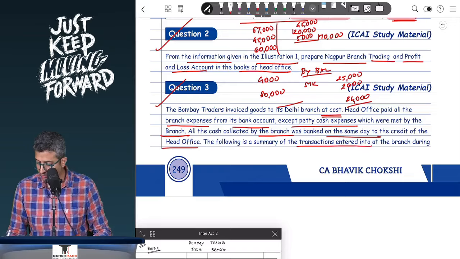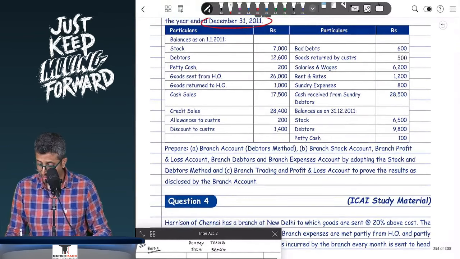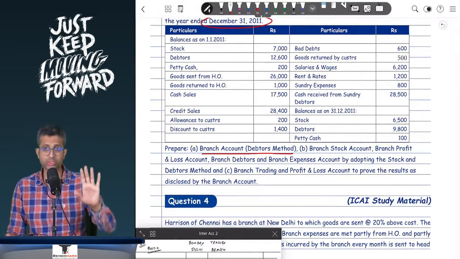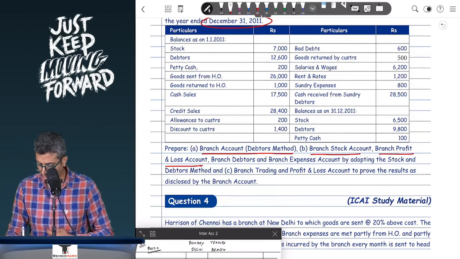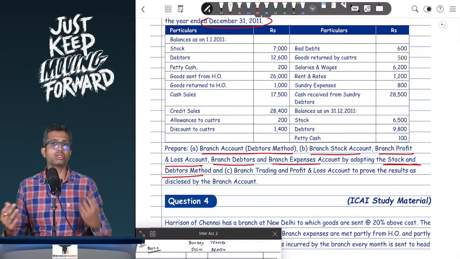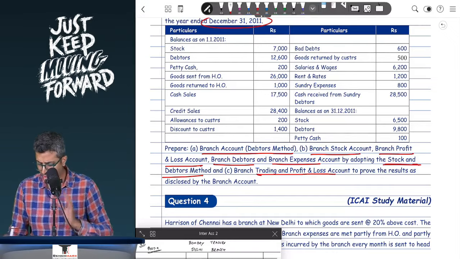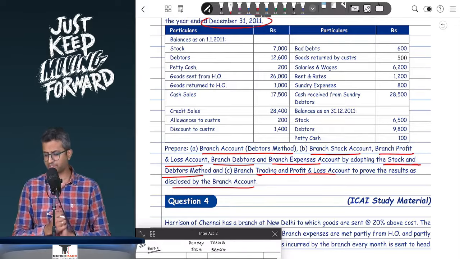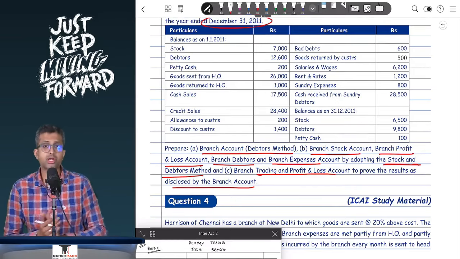Following is a summary of the transactions entered into by the branch during the year ended 31st December 11. So you have all of this. What do you have to prepare? Branch account, first using the debtors method. Then the branch stock account, branch profit and loss account, branch debtors account, and expenses account by following the stock and debtors method. Over here, you will have multiple accounts. And then lastly, the branch trading and profit and loss account to prove the results as disclosed by the branch account. So ideally, the ultimate net profit under all the methods should be the same.